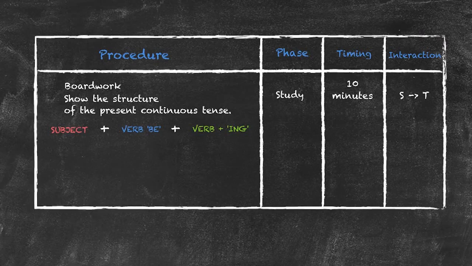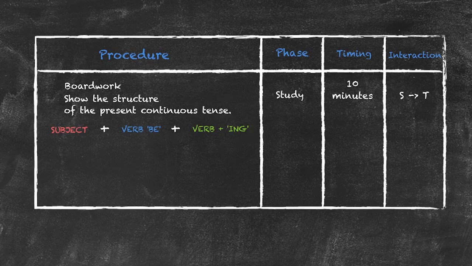So having elicited this particular structure, what I'm now able to do is to move on to the actual study activities. Typically they will be in the form of worksheets to check that the students actually understand this information. So I might prepare 3 activities.